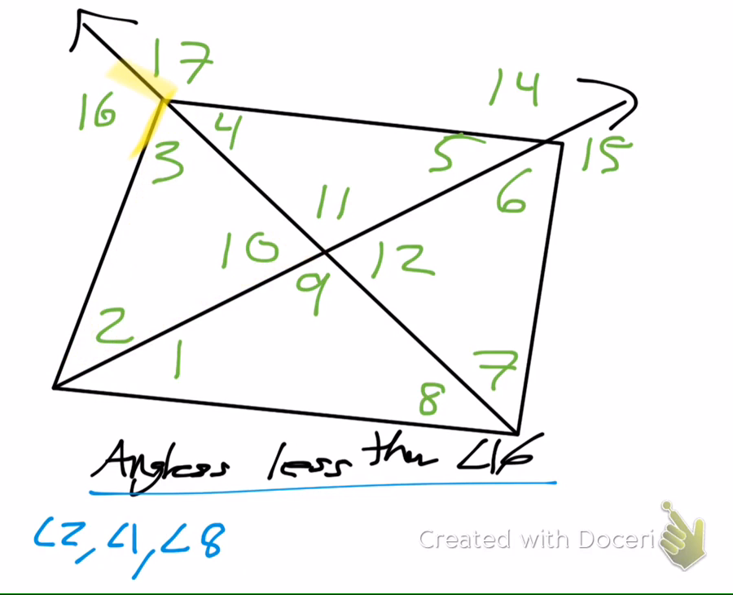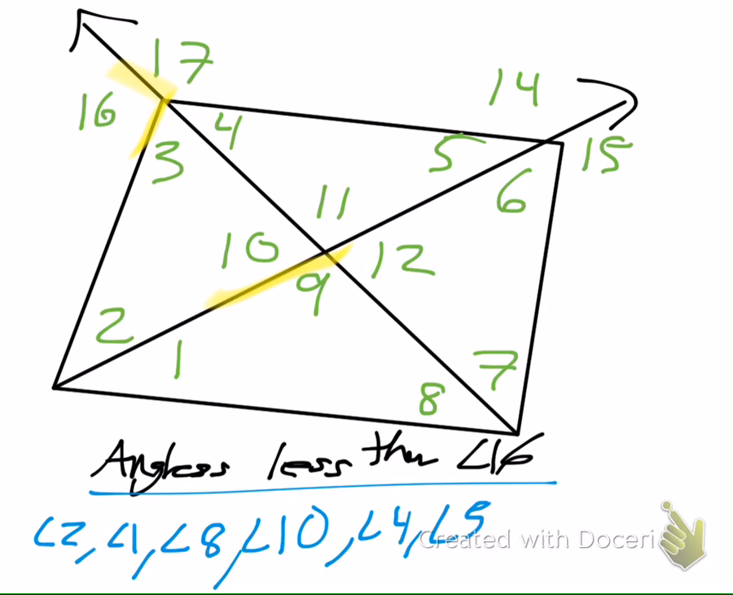So now let's look. 10 is also the exterior angle. Let's look at this triangle. 10 is bigger than which two? 4 and 5. Right? It's the exterior angle, these two remote interior. So I know 16 is bigger than 10. I know 10 is bigger than 4 and 5. So 16 has to be bigger than 4 and 5. Okay. So I'm going to add 4 and 5 to that list.